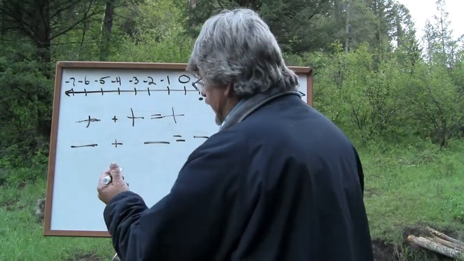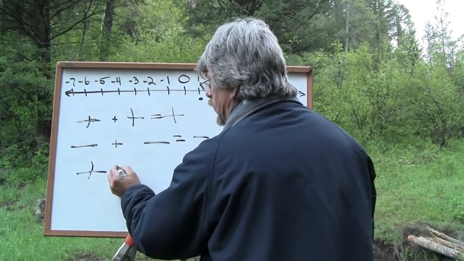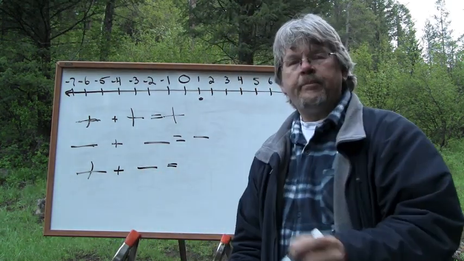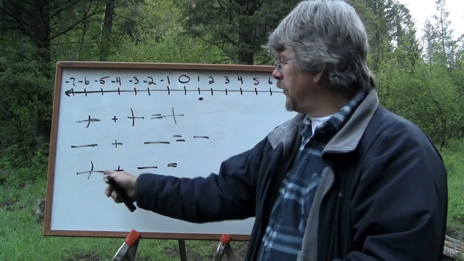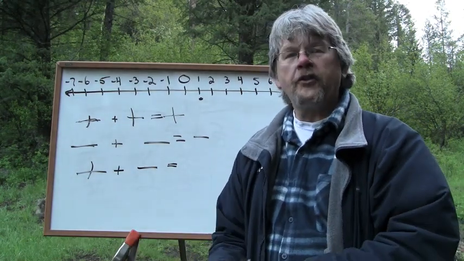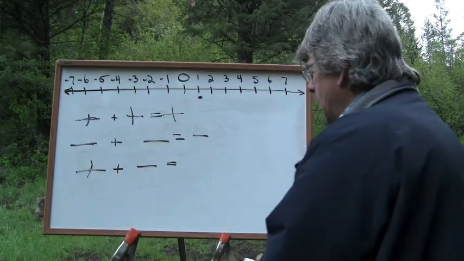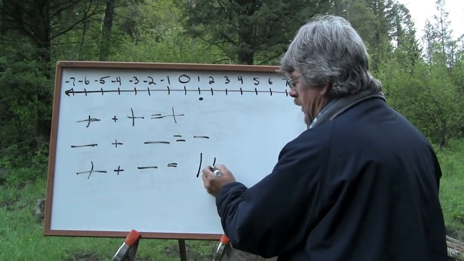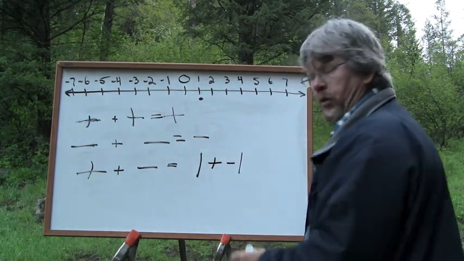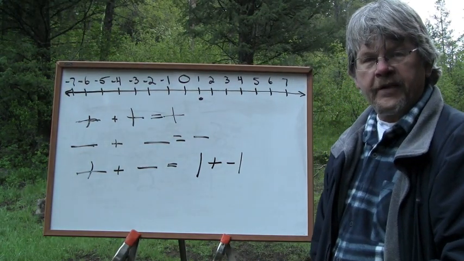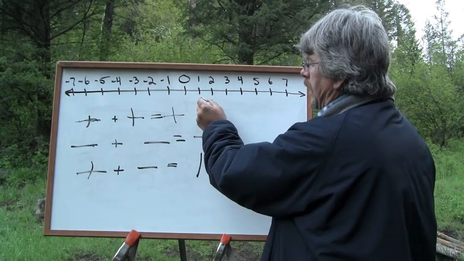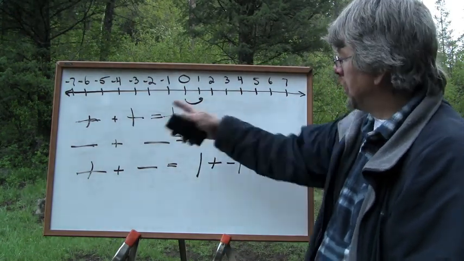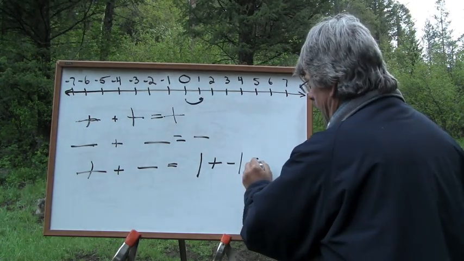Now, a positive plus a negative depends on which of those numbers is larger in value. Meaning to say, if you have a 1 plus negative 1, those are even values. If you begin at 1 and you add a negative 1, you go to the left, you end up at 0.